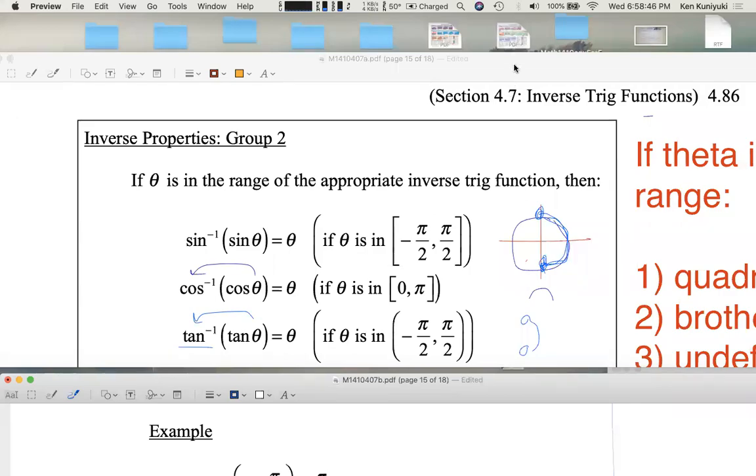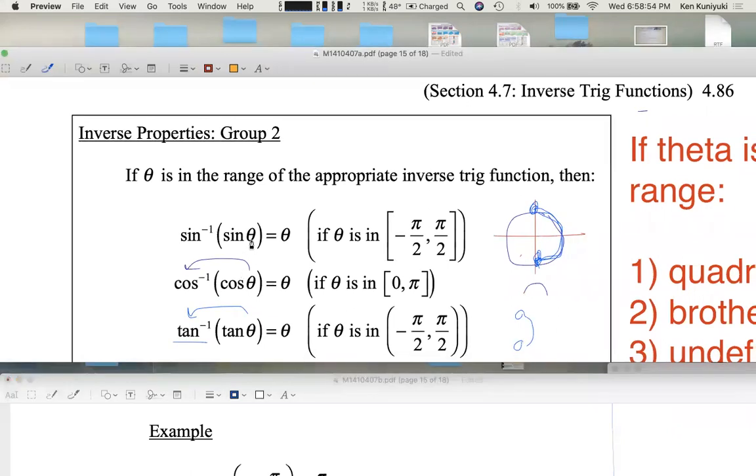Hi everyone, we're continuing with section 4.7 and we're going to do examples for group 2 of the inverse properties. Now for these, if the angle theta is looking over at this outer inverse trig function, and if we have a pair of partner inverse functions here, like inverse sine and sine, if theta is in the range of the outer function, in this case inverse sine, then theta will be the final output, the final answer, what this simplifies to. So you have to know the ranges for inverse sine, inverse cosine, and inverse tangent.